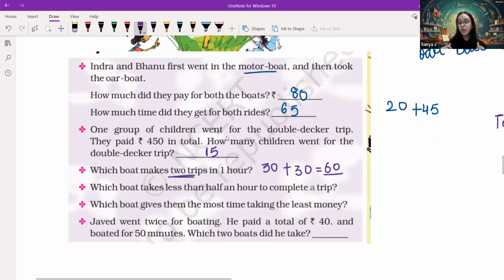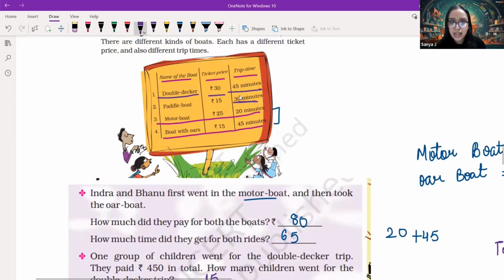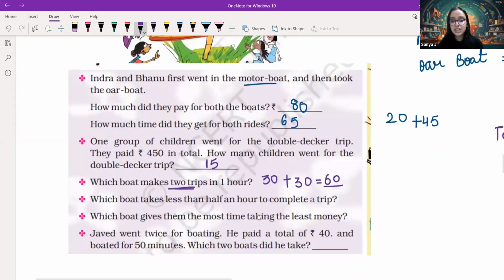Okay, let's have a look at the next question. Which boat takes less than half an hour to complete one trip? Less than half an hour means less than 30 minutes. That is only and only motor boat. That is 20 minutes. Okay, so the answer for this part is motor boat. Yes. Okay. Second last question.